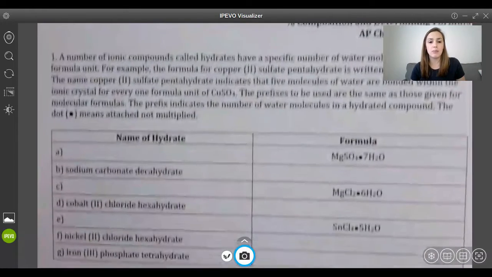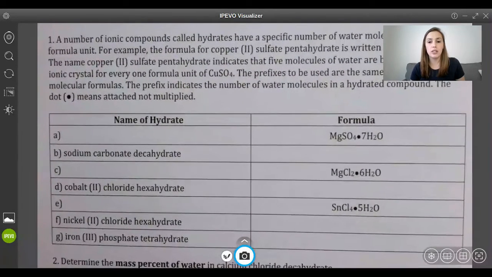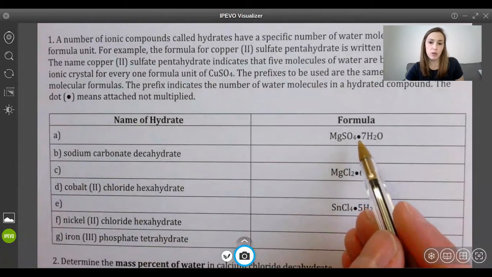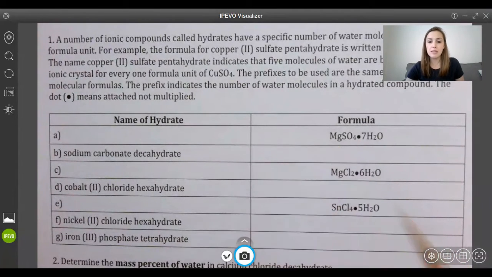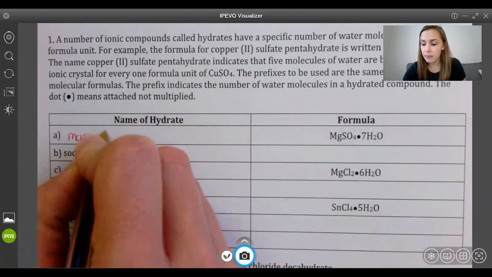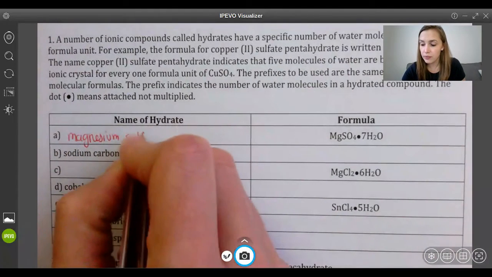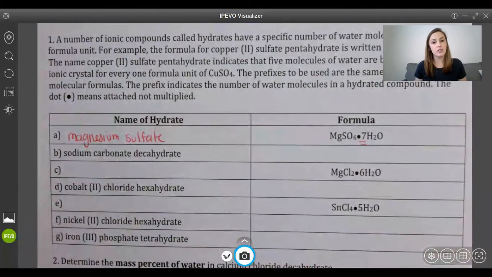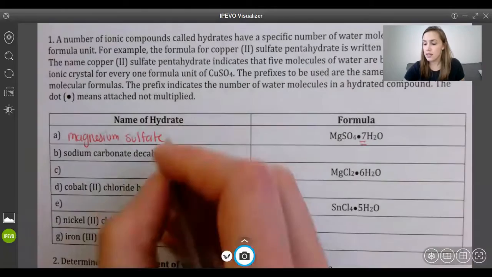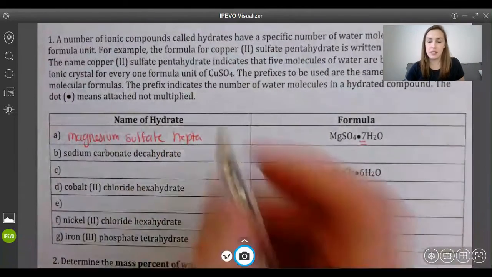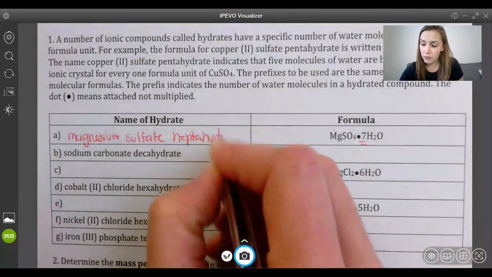So I'm just going to give you two examples from the first two on the worksheet. You're going to focus on just naming the ionic compound, just like we've been doing with the stock system. Magnesium is a group 2, so we don't need a Roman numeral. So I would start off with magnesium, and then SO4 is your sulfate. Then I'm going to address the fact that there are 7 waters. So the prefix for 7 is hepta. And then to signify again that this is a hydrate, it's going to be heptahydrate.